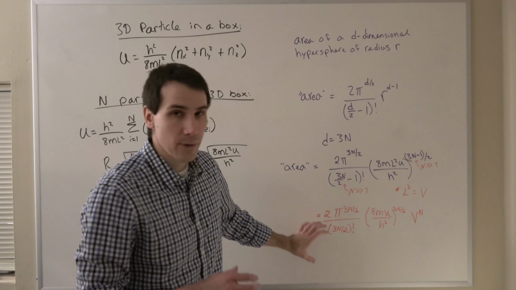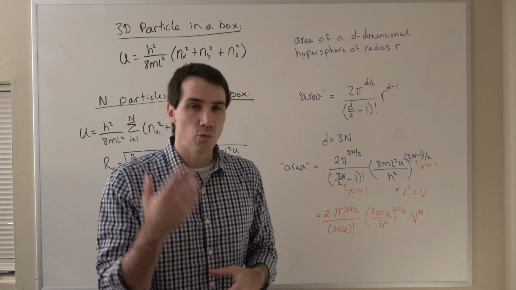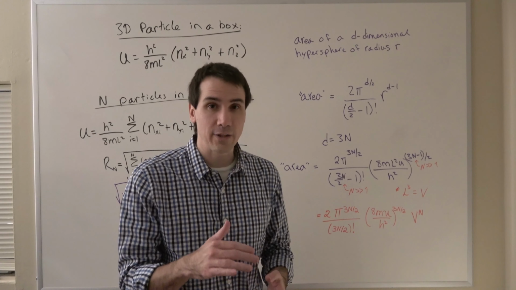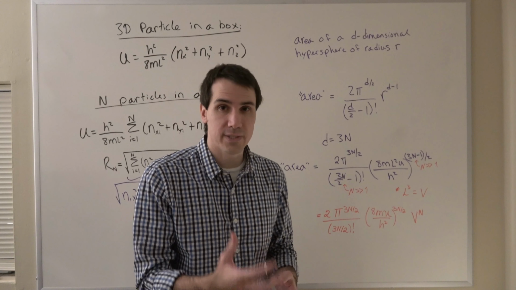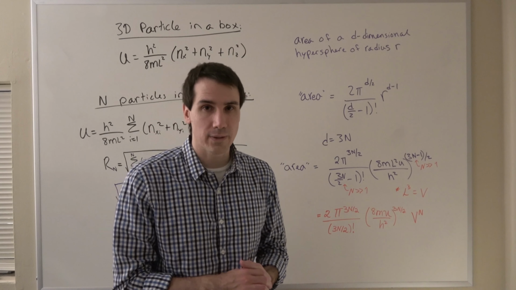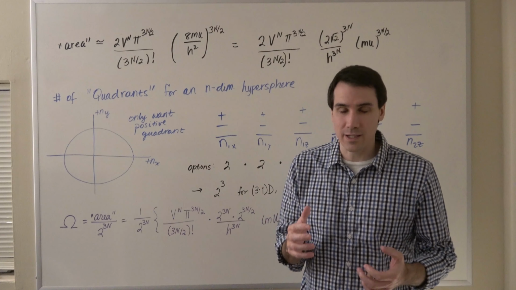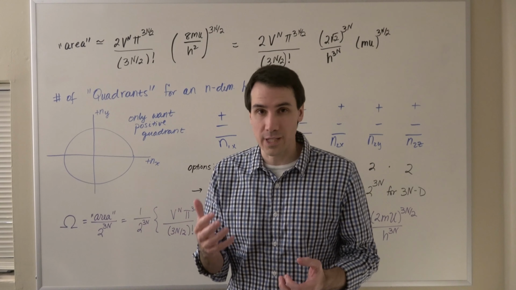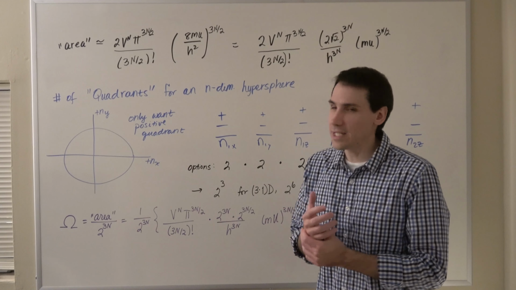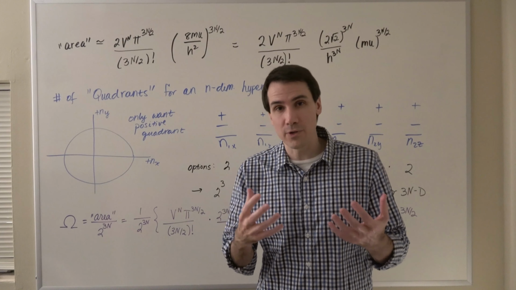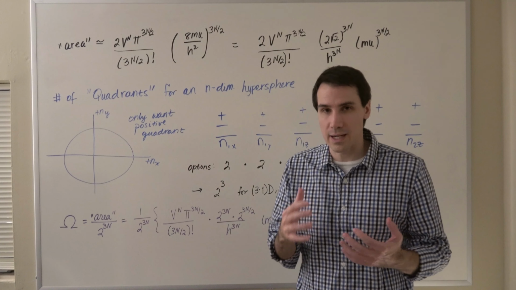So this is our temporary formula, and we need to do one more correction to it before we are at the final formula for the multiplicity of states for an ideal gas. Now that we have an equation for the area of our 3n dimensional hypersphere, we need to convert this into a formula for the multiplicity, the number of microstates in our system.